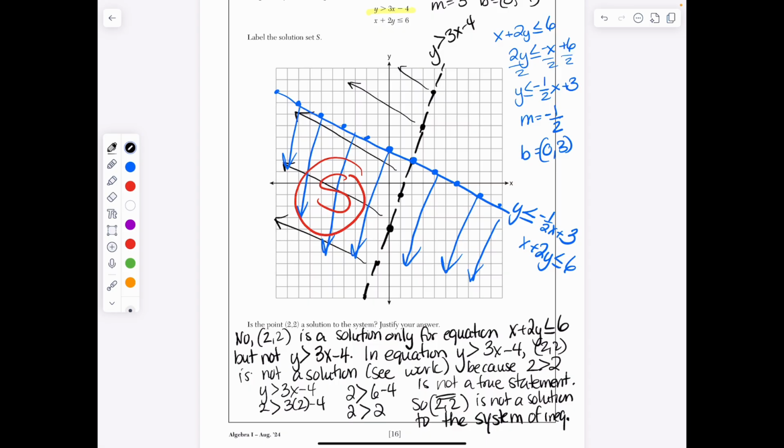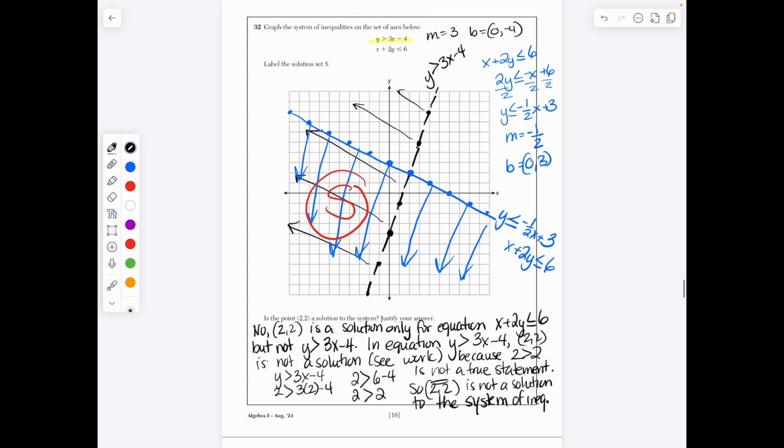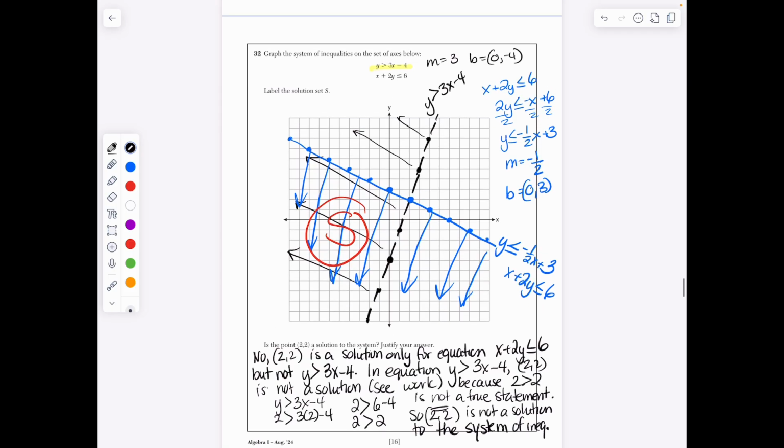And I just kind of ran out of space there. Okay, so what I tried to prove in this one was, one, being able to say my answer is no, and now I have to justify it, that it was a solution for one but not the other. I showed algebraically why that was not true, and that statement cannot be true. 2 cannot be greater than 2, therefore it is not a solution to the system of inequalities. All right, so that's what they're looking for in this one, and again, they're scoring your work as a 0, 1, 2, 3, 4 based on your graphing skills for inequalities, and for answering this question.